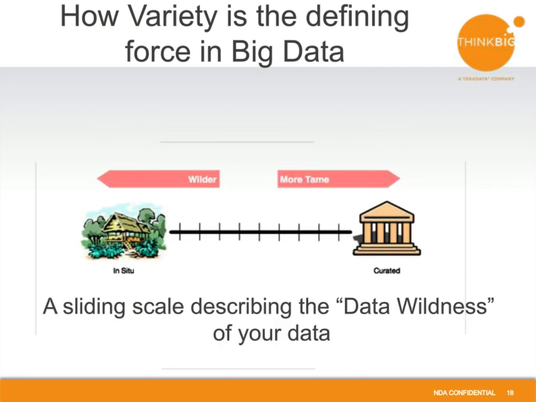So variety is really key. When we look at variety and how you use your data, well, let's talk about data wildness of your data. It's kind of a sliding scale from sort of an in situ situation where we have wild, unstructured data to a very curated, moderated, governed perspective where things are highly modeled, maybe even materialized. So it's kind of a big variety, and it's a big balance between these two different aspects.